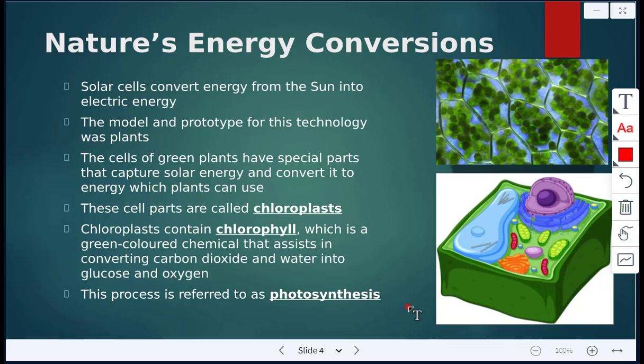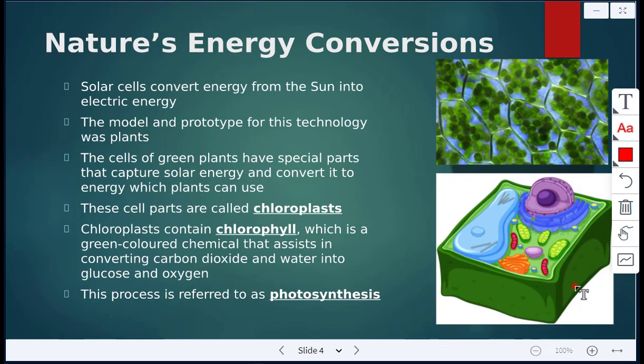Here we're taking a look at plant cells, and specifically the chloroplasts within the plant cells. Like we said before, solar cells convert energy from the sun into electric energy, and the model and prototype for this technology was plants and photosynthesis. The cells of green plants have special parts within them that convert it to energy, which plants can use. Those cell parts are called chloroplasts. We can see those in these cells here, all these green parts.